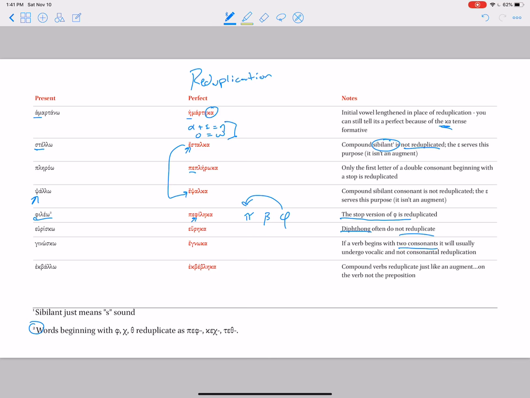If a verb begins with two consonants, it will usually undergo vocalic and not consonantal reduplication. Vocalic. So gno, we will have the vowel there, gnoka. Agnigoka. And then compound verbs, so just like with the augment, nothing happens to the preposition, but the reduplication happens with the verb aspect. So this is just a helpful slide to kind of see some of the different changes with some notes on what will happen with the perfect.